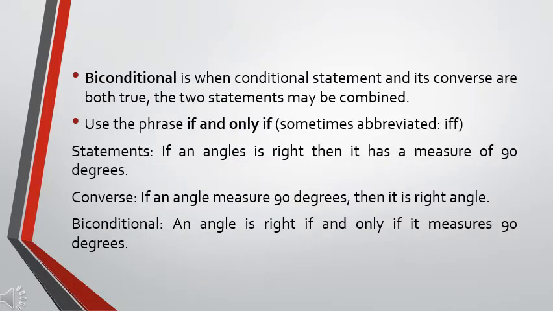A biconditional is when a conditional statement and its converse are both true. The 2 statements may be combined using the phrase if and only if, sometimes abbreviated IFF. Statement: if an angle is right, then it has a measure of 90 degrees. Converse: if an angle measures 90 degrees, then it is a right angle. Biconditional: an angle is right if and only if it measures 90 degrees.